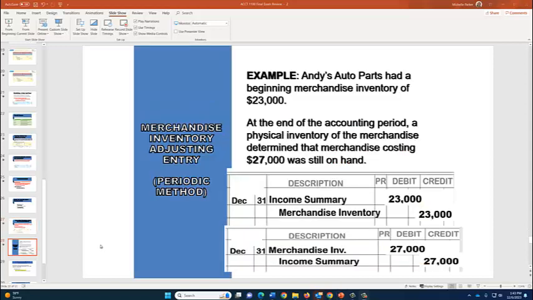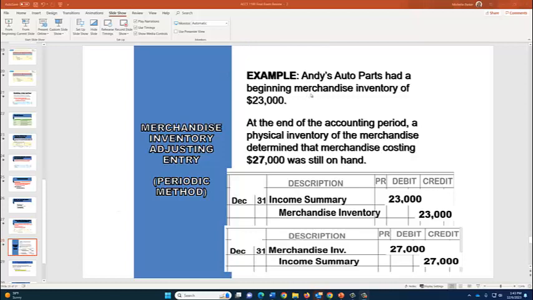You'll also need to brush up on your merchandise inventory adjusting entry under the periodic method. Andy's Auto Parts had a beginning merchandise inventory of $23,000. At the end of the accounting period, a physical inventory of the merchandise determined that the merchandise costing $27,000 was still on hand. So what we need to do is determine the old figure and the new figure, and then remove the old figure from the books and then enter the new figure on the books.